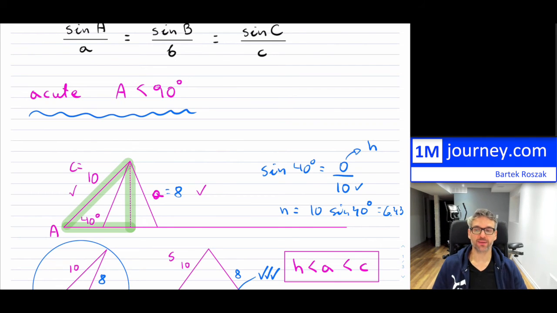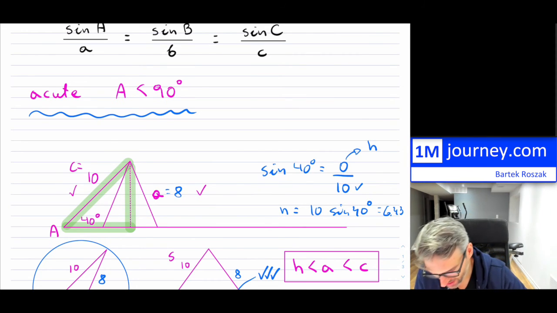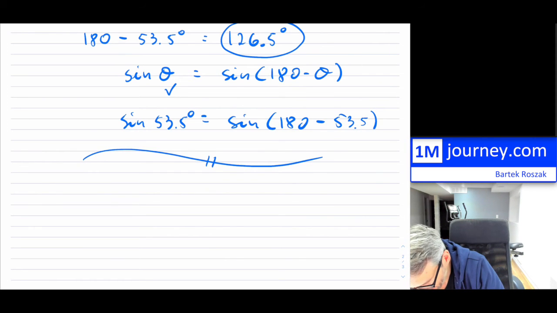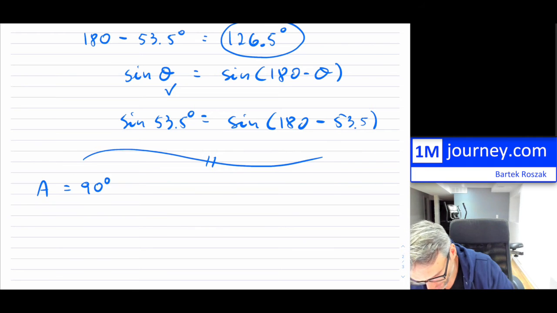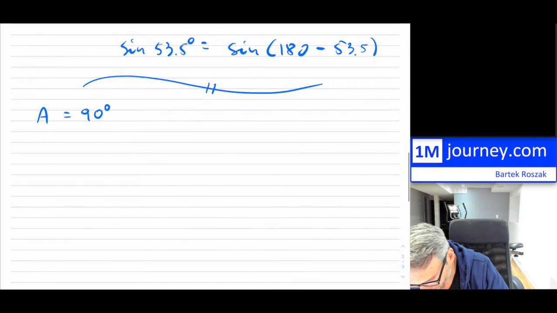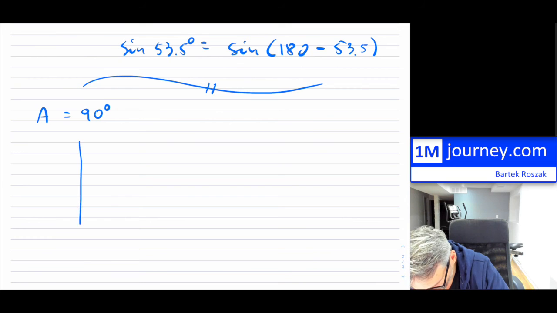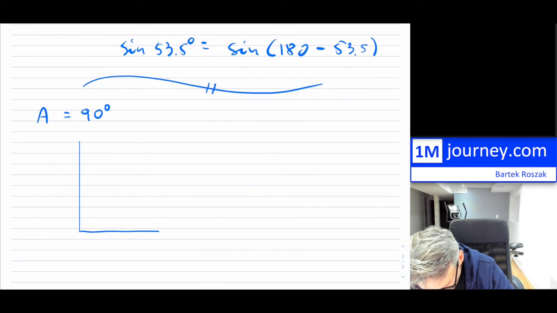Now, what would happen if the angle A was equal to 90? So if the angle A was actually 90 degrees, in this case, there is no ambiguity at all. Let me just draw this out properly here because it was 90, I said. Okay, so this is my angle A.